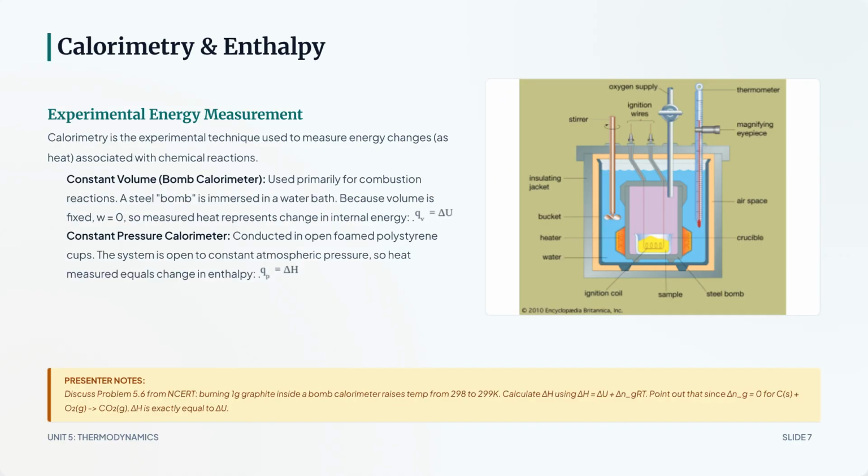Calorimetry is the experimental method used to measure energy changes. A bomb calorimeter measures heat at constant volume, leading to delta U as work is zero. A constant pressure calorimeter measures heat at constant atmospheric pressure, resulting in delta H.